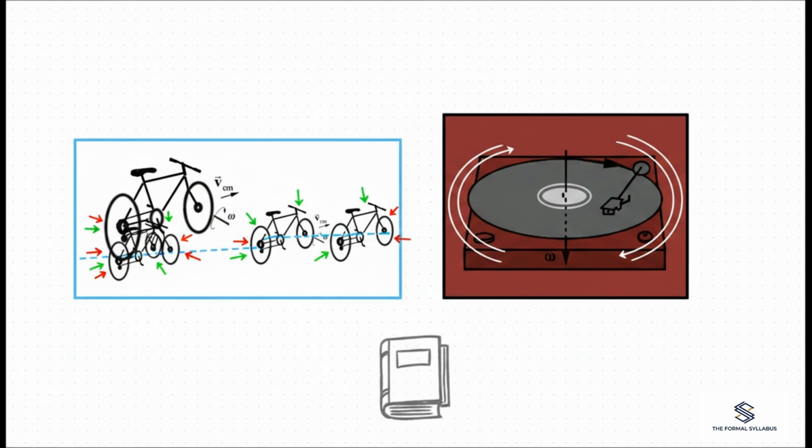But first, we need to differentiate the types of axes we're dealing with. Think about a bicycle wheel rolling down the street. That's a translating axis of rotation. The wheel is spinning, sure, but its center of mass is also physically moving horizontally through space. Now compare that to a spinning CD. That is fixed axis rotation. The axis stays perfectly locked in place while the rigid body spins around it. Both experience moment of inertia, but fixed axis rotation is the absolute purest way to study it.